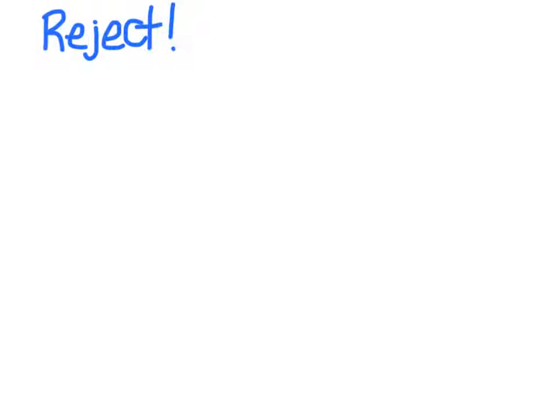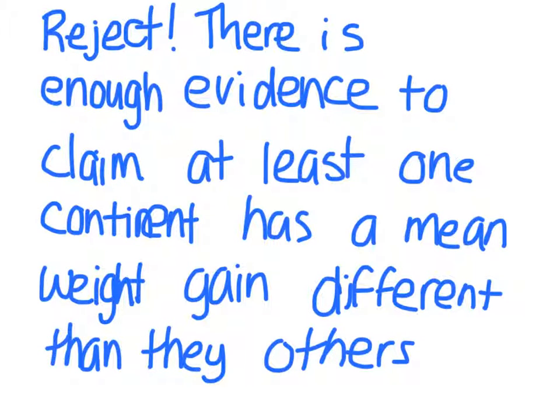Next, you'll have to summarize your decision. So basically, because the value is 4.194, that means you would reject it because it is greater than 2.742, which means that it is in the critical area. My statement for this problem will be that there is enough evidence to claim at least one continent has a mean weight gain different than the other countries.